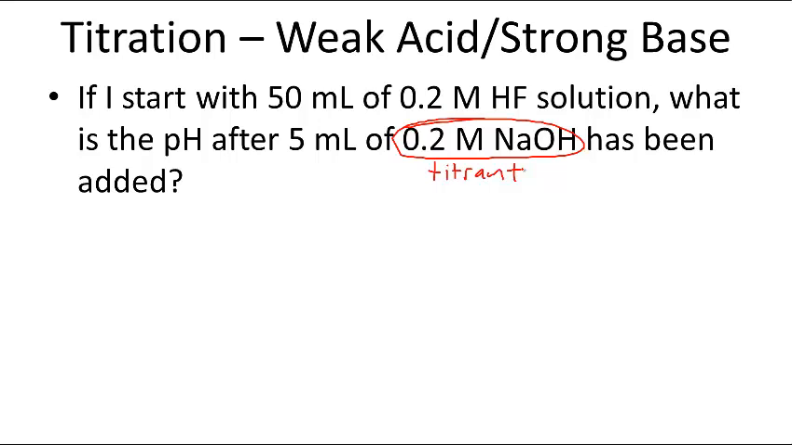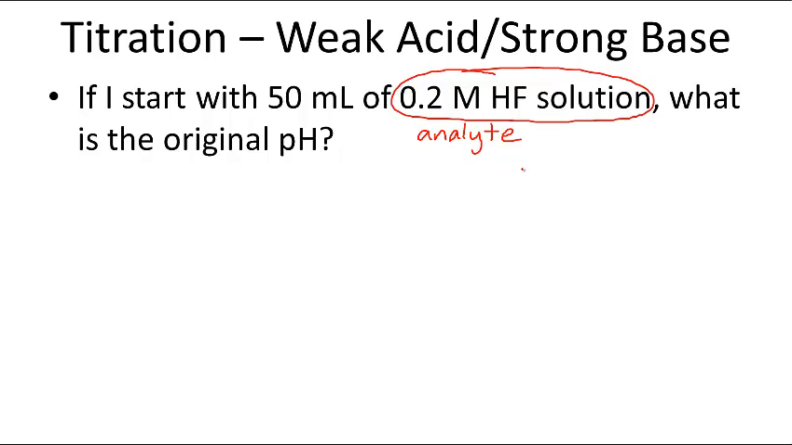And I want you to ignore the fact that I've only put one sig fig on all my numbers here. Let's pretend these are exact values. So we're not going to limit the significant figures. All right, so this first slide, if I start with 50 milliliters of 0.2 molar HF solution, what's the original pH? You all can do that calculation right now. I know you guys are good at this because you did it very well in the quiz. So start with that calculation. I'll do it myself.